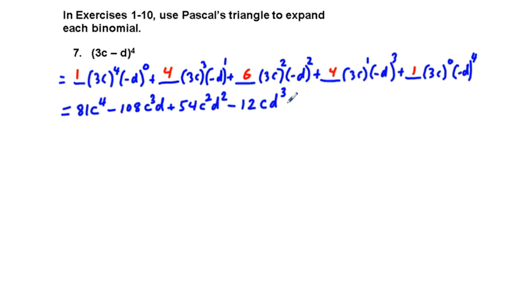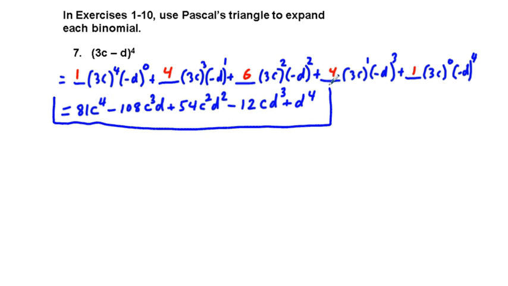And our last term is going to be simply this negative d to the 4th power, because this 3, we have 1 times 3 to the 0th power, well, that's going to be 1. And this negative sign is going to square out, so we're going to have plus d to the 4th power. So this is going to be our answer to problem number 7.